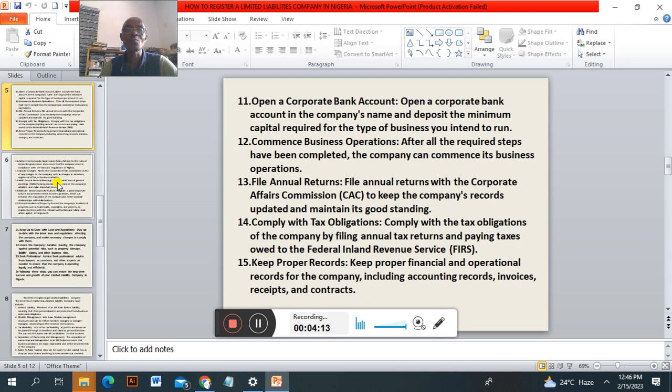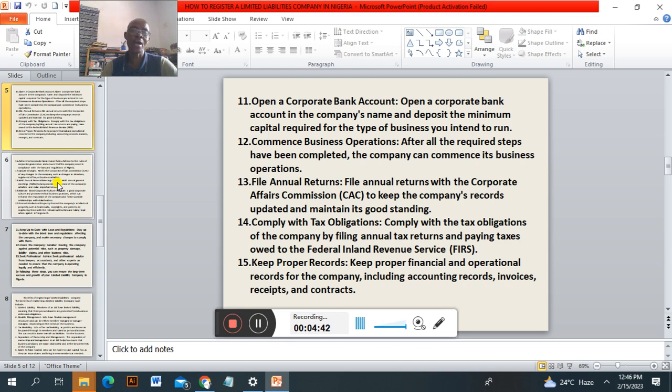And number 11, open a corporate account. Open a corporate bank account in the company's name and deposit the minimum capital required for the type of business you intend to run. Number 12, commence business operation. After all the required steps have been completed, the company can commence its business operation.